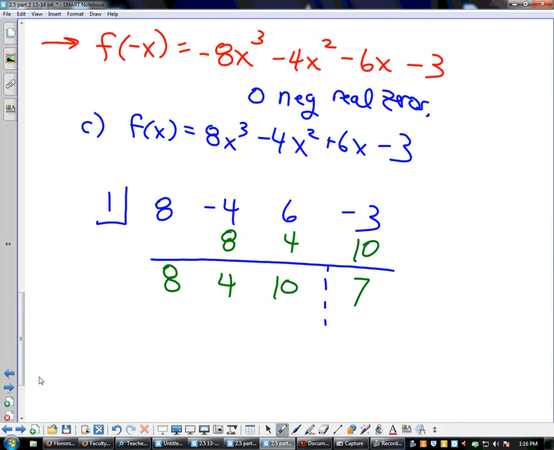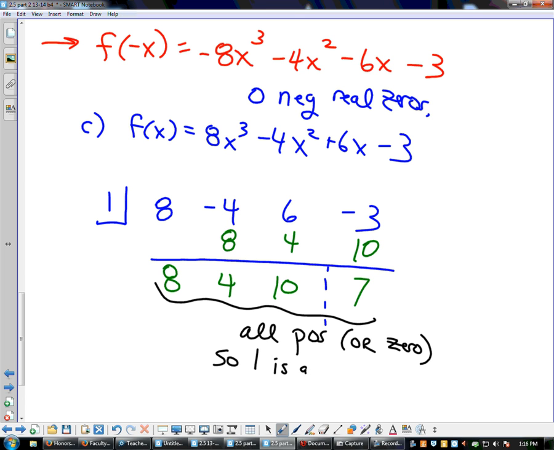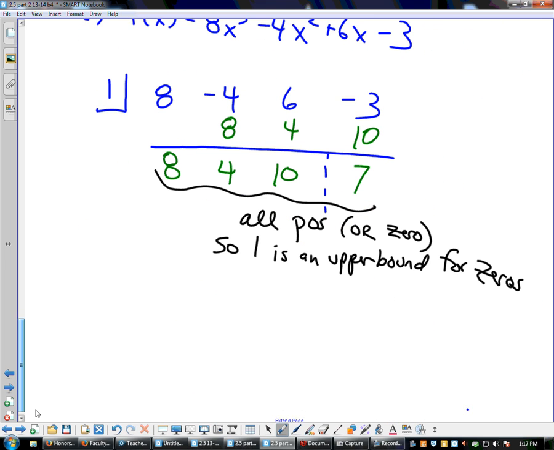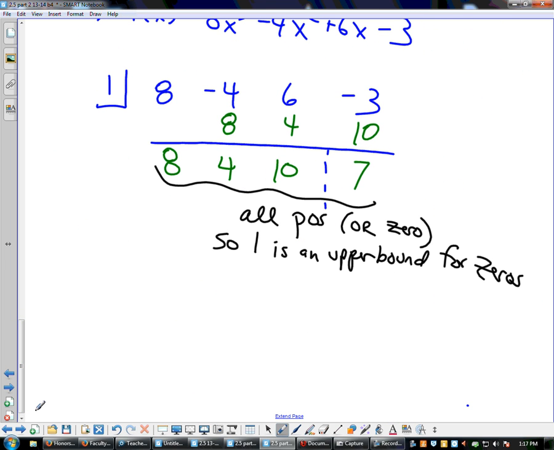We've got every number here. These numbers are all positive or 0, right? So 1 is an upper bound for the zeros. That means I don't need to try any of the numbers that are higher than 1. So I know it's not going to be positive 3. I know it's not going to be 3 halves, and so forth. So I can just eliminate those. And not only that, it's not going to be something like 4.6932 either. It's not going to be anything to the right of 1. 1 is an upper bound.